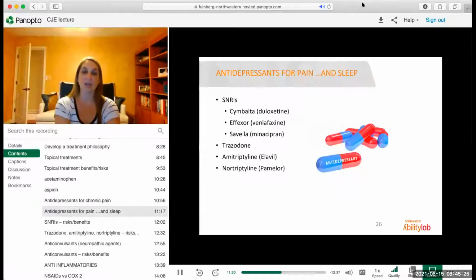So there's things like your SNRIs, which are the selective serotonin and norepinephrine reuptake inhibitors. Things like Cymbalta, which the generic is duloxetine, Effexor or venlafaxine, Savella or milnacipran. So Cymbalta originally was FDA approved for depression, anxiety. Now it carries other FDA approvals for multiple pain diagnoses, things like chronic musculoskeletal pain, fibromyalgia, diabetic neuropathy. Effexor doesn't have as many FDA approved pain diagnoses because it was already generic. Savella is FDA approved for fibromyalgia. We also use some of the other antidepressants for pain and sleep, things like trazodone, amitriptyline or Elavil, nortriptyline or Pamelor, which can help patients sleep and decrease their pain.